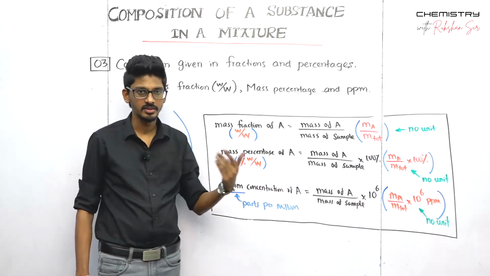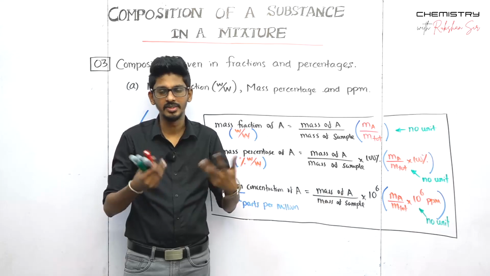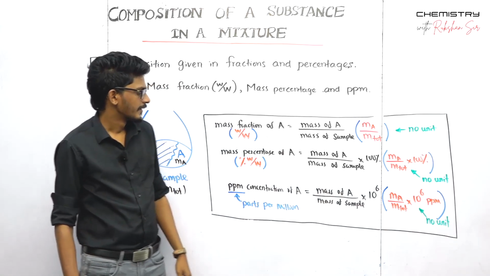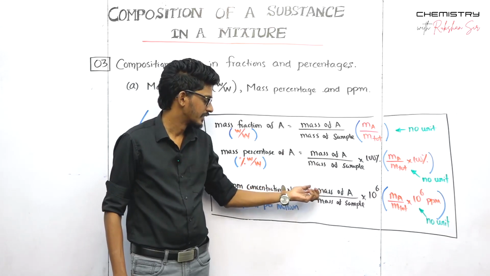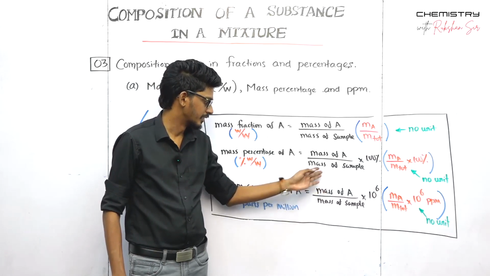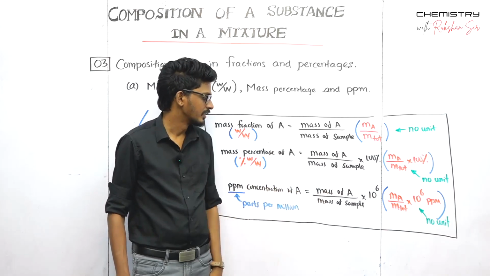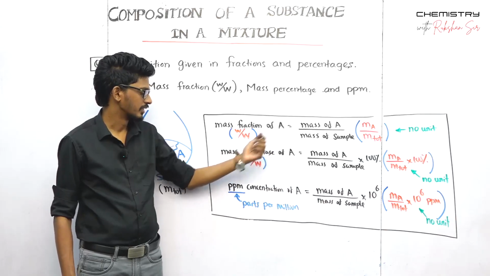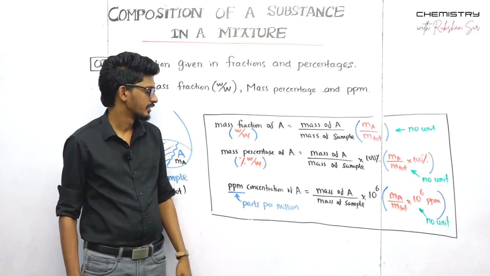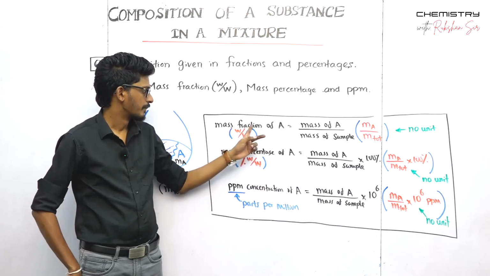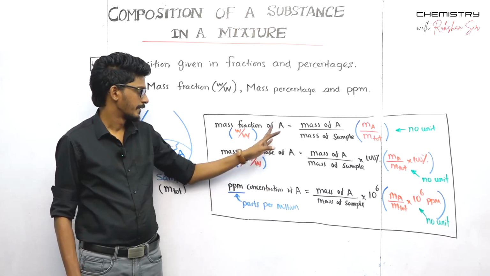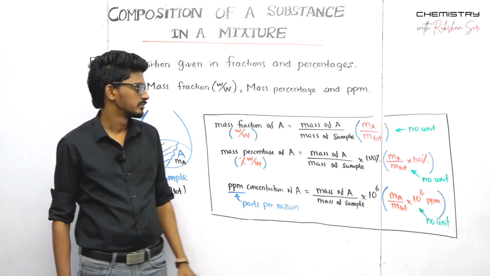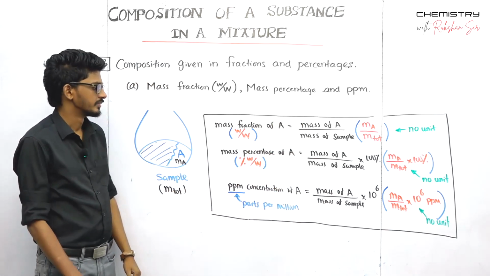If you are taking kilograms, both are in kilograms. If you are thinking of grams, those are grams, right? So parts per million means the amount of parts of the substance of interest in a million parts of the sample. Percentage means parts of the substance of interest in 100 parts of sample. Mass fraction means parts of the substance of interest in one part of the sample. That is the idea here.